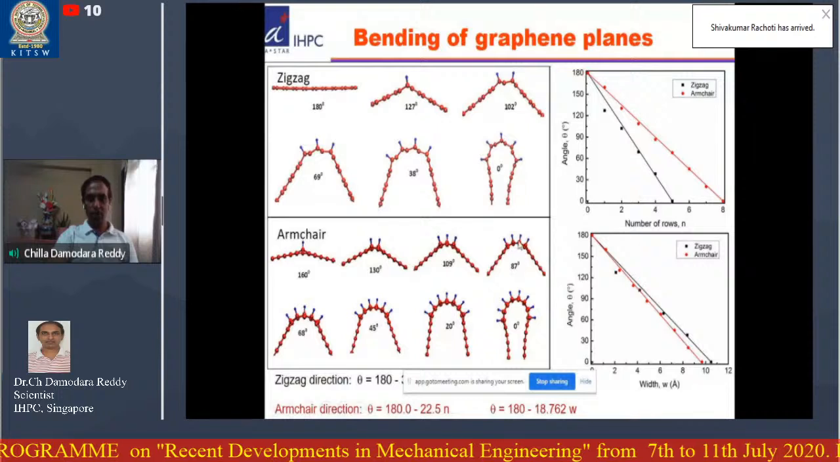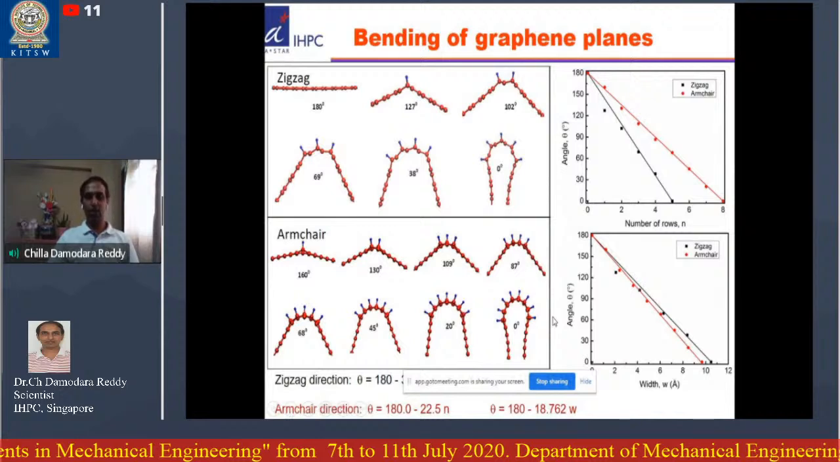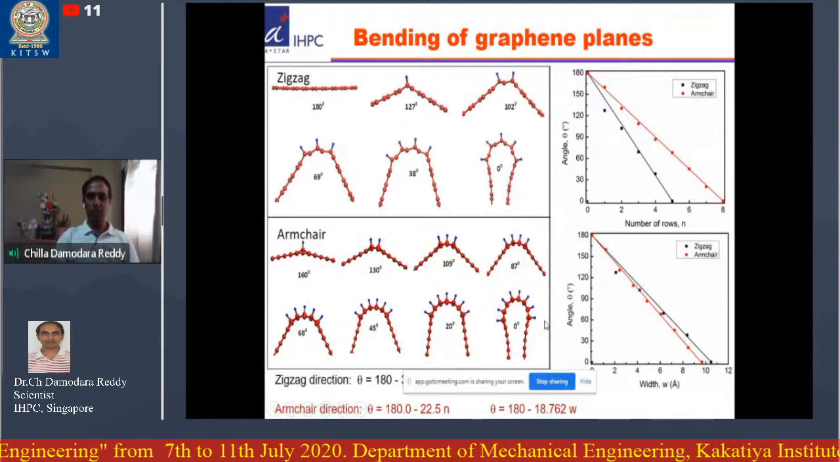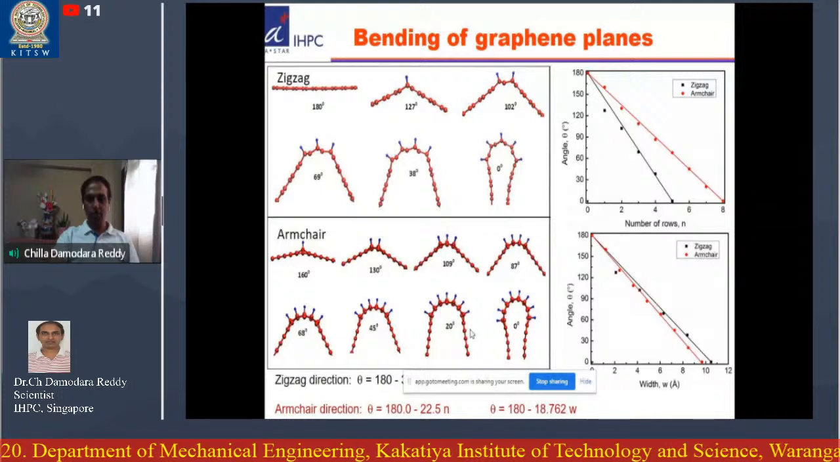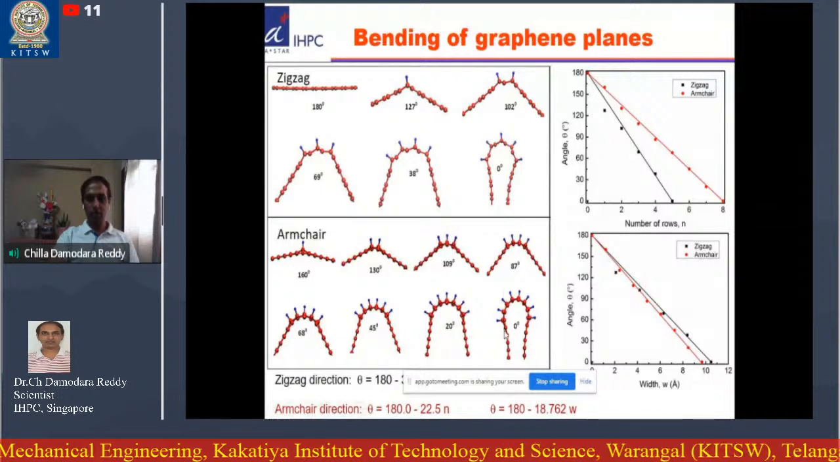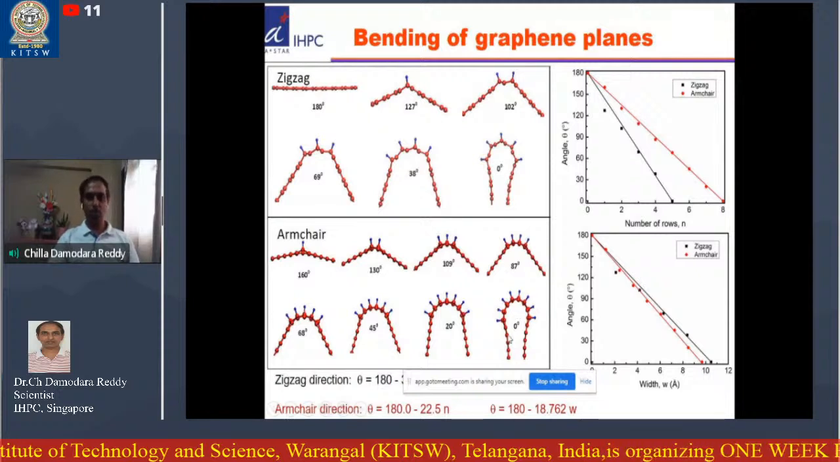But here you need to put more width so that you can bend like a folding, like a two-layer structure. And this part, you can see, is totally insulating material. And this part is like a conducting material, if you want to use it for device applications.